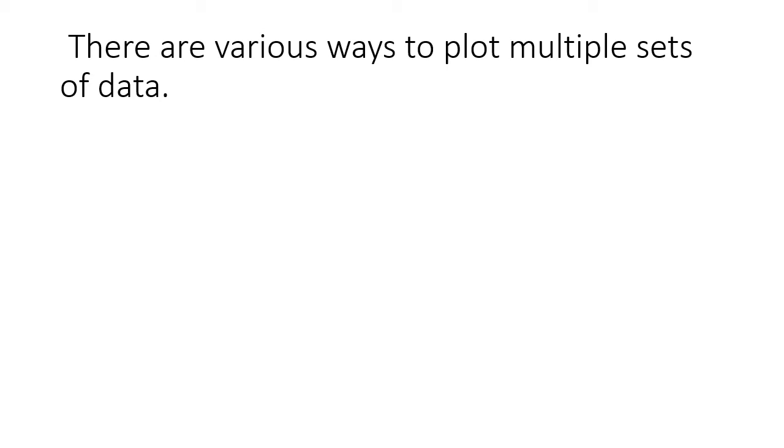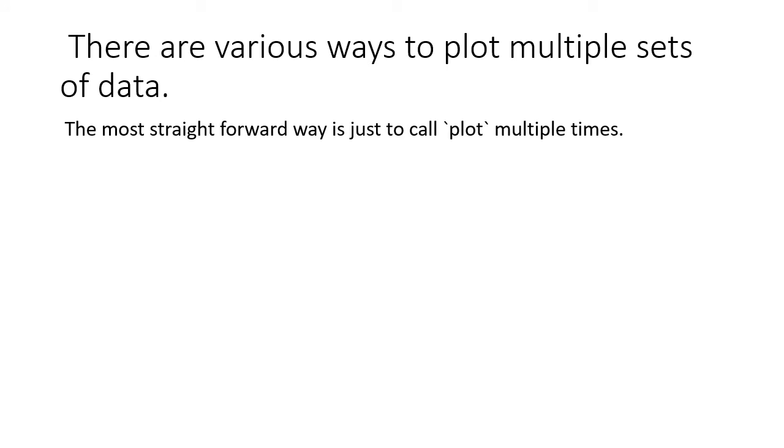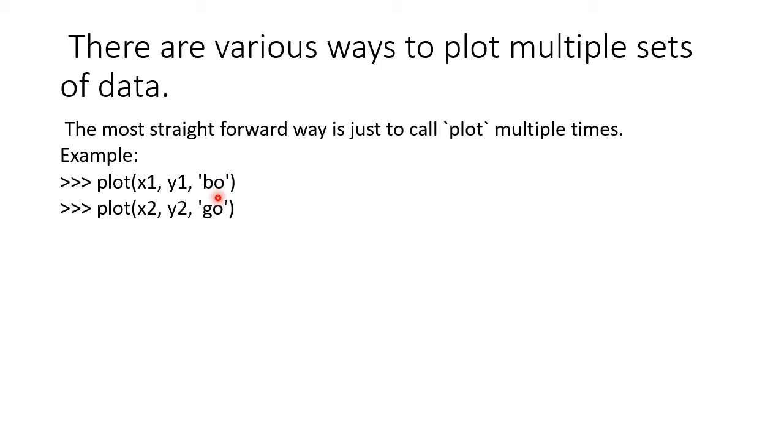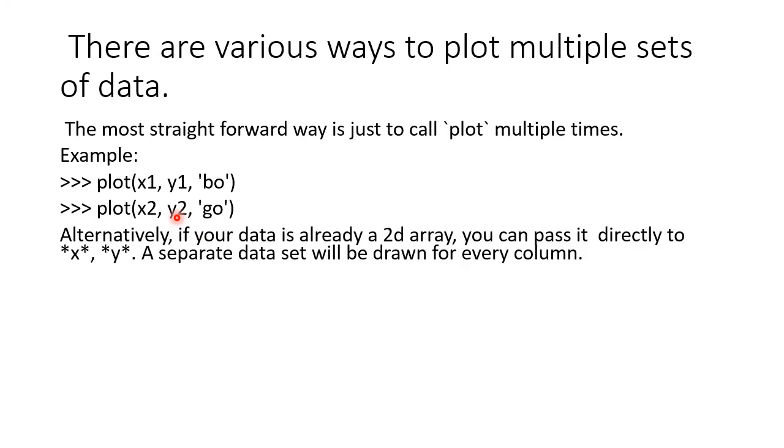There are various ways to plot multiple sets of data. The most straightforward way is to just call plot multiple times. That means you first call a plot, say plot x1, y1 with blue as the color and O means circle as the marker. You can have the second plot function like this. x2, y2 is plotted. So when you use these repeatedly, and after that use the show function, you can see 2 lines. You can have multiple lines, as many lines as you require.